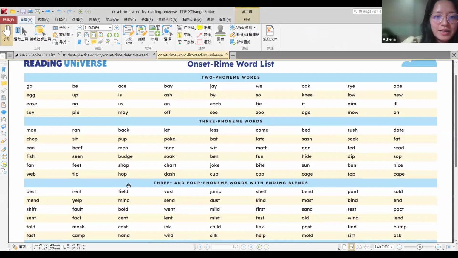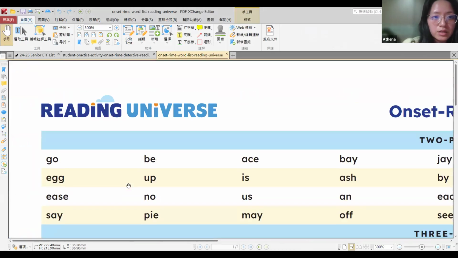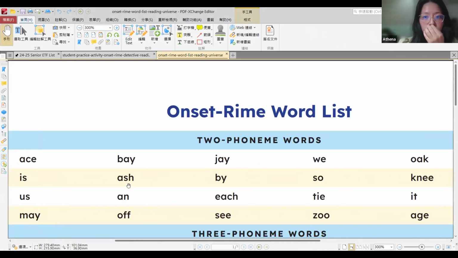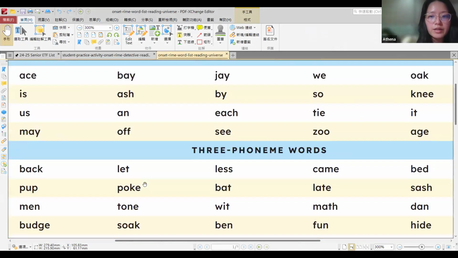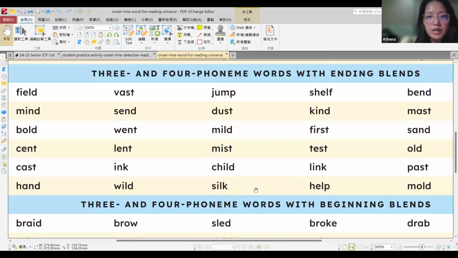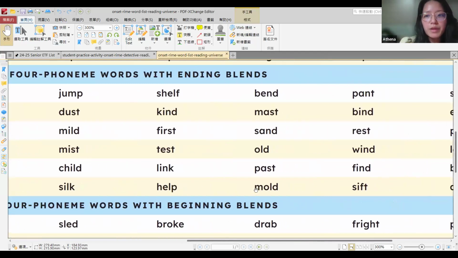Okay, so I think it's easy to get a word list. You have the word list within your mind, but you can also look for one online. It's easy to download something that can help you. Look for 3 phoneme words, and 3 and 4 phoneme words with ending blends. What are ending blends? At the ending part, I have some blends that have to be put together, like rest or past.